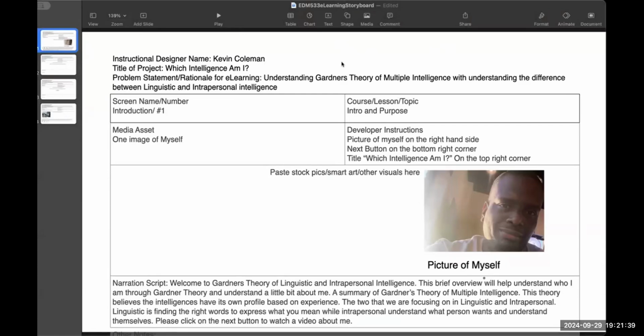My e-learning project, what I wanted to do was basically give a thing called "Intelligence of Who I Am", which is basically the title of my project. Which intelligence am I? Now, the overall premise of this is to get people to understand Gardner's theory of multiple intelligences, with understanding between the difference between linguistic and interpersonal. So there are four slides to kind of give people a presentation about who I am.